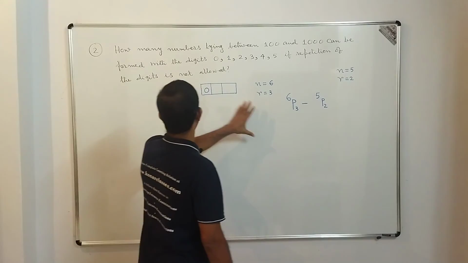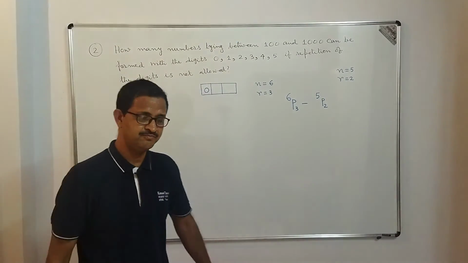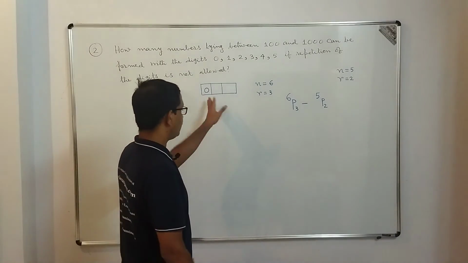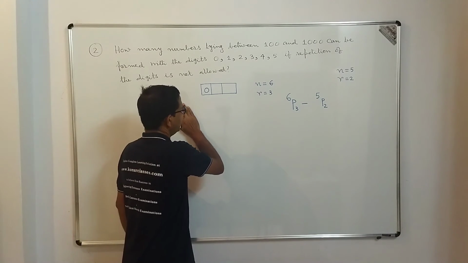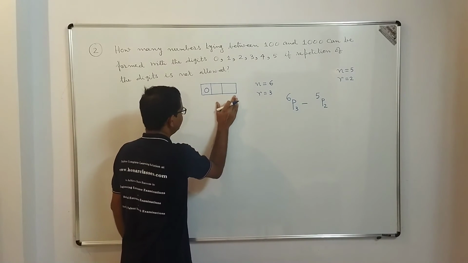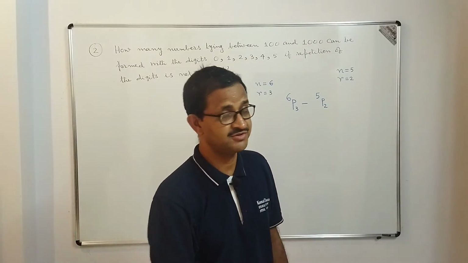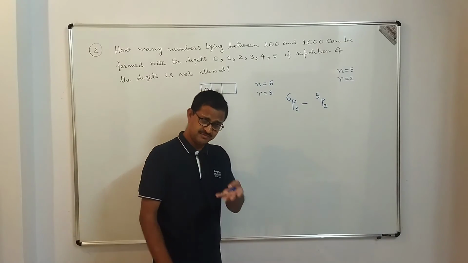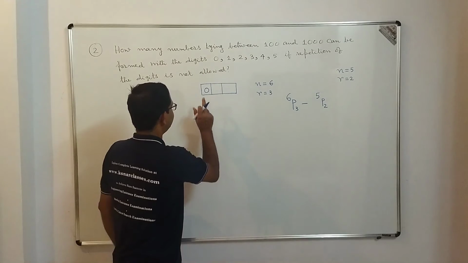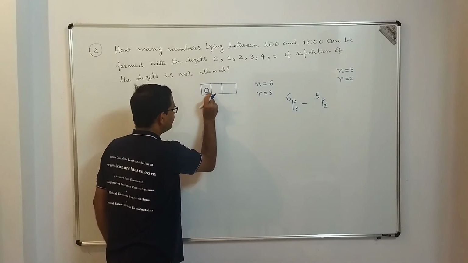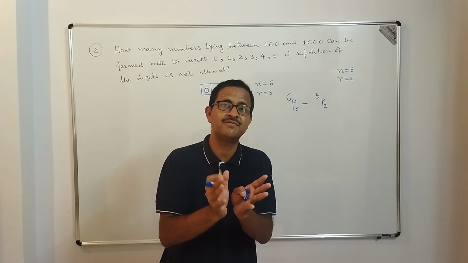Let me repeat once more. The question is: how many numbers lie between 100 and 1000? That means it is a 3-digit number. And repetition not allowed means all the digits have to be distinct. First, let us consider how many ways we can make the arrangement if we take 3 distinct objects from the 6 distinct objects. That is 6p3 when repetition is not allowed. Now in those arrangements, there are some where the number starts with 0, that means the hundreds place is 0. Those numbers you need to subtract from this number.